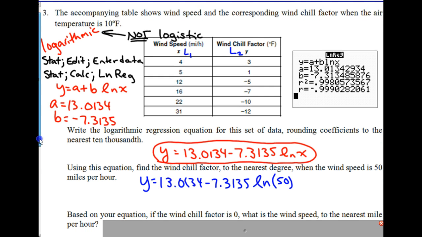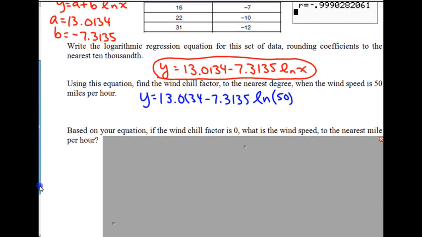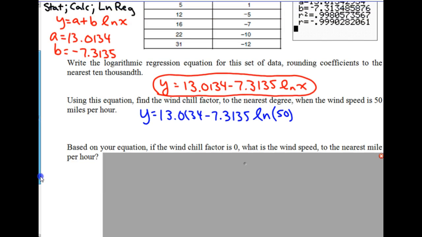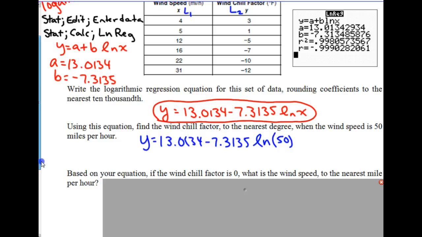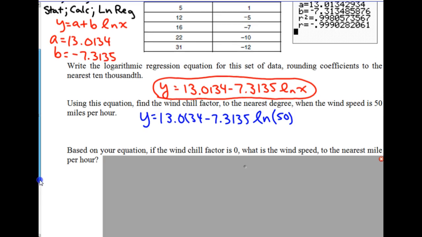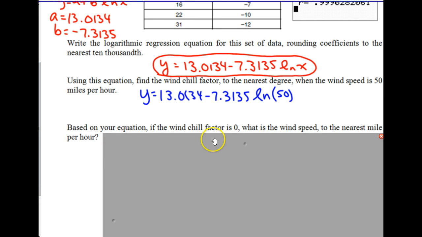In this question, we're considering a wind chill factor of 0. What would be the wind speed to the nearest mile? Okay, so wind chill factor of 0, that would be a Y value according to these column headings. 0 would fit in here between 1 and negative 5. So I'm guessing it's going to be really close to, like, I don't know, 6, 7 miles an hour, something like that. So we need to sub in 0 for the Y value and then do some math.